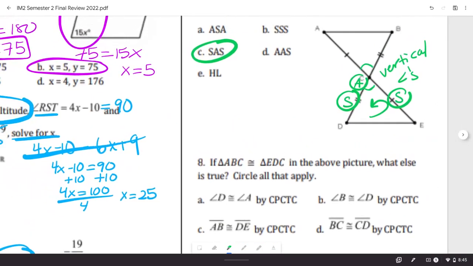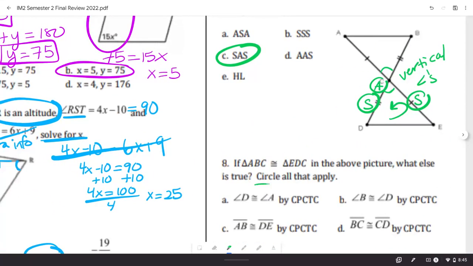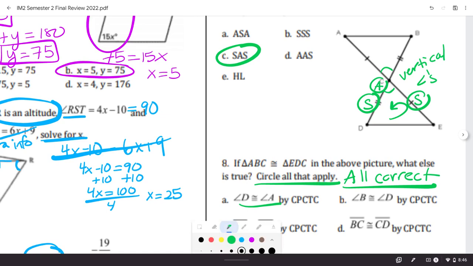Okay, and using the same triangle, this says circle all that applies. So you have to circle all correct. Okay, that's what that means. So let's look. We have the two triangles. Does angle D equal angle A? So is this equal to that? No. And that's because it's flipped upside down. That triangle on the top is the same as the bottom, but flipped. So we can cross this one off.